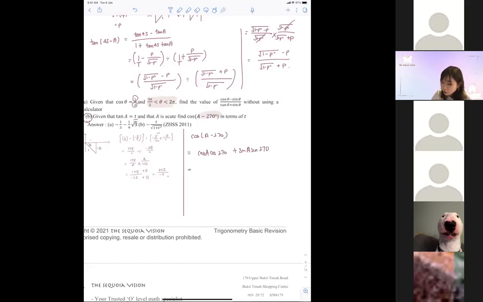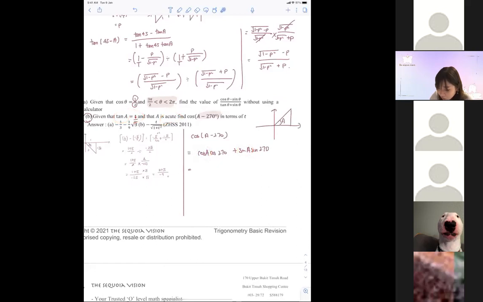To find cosine A and sine A, they gave me tangent A. So if I give you one trigo, you find another trigo. Can you find A? Cannot. You must draw a triangle. To draw the triangle, you must identify the quadrant. This is acute, and acute is the first quadrant.